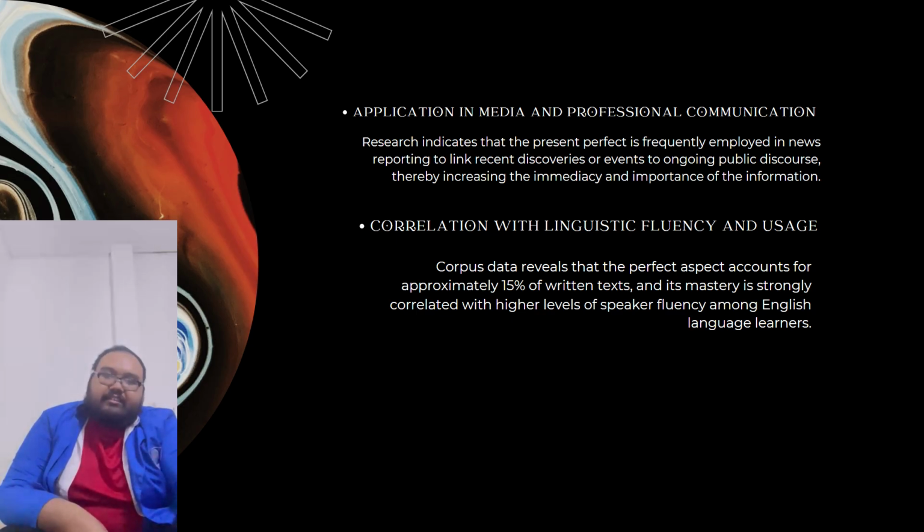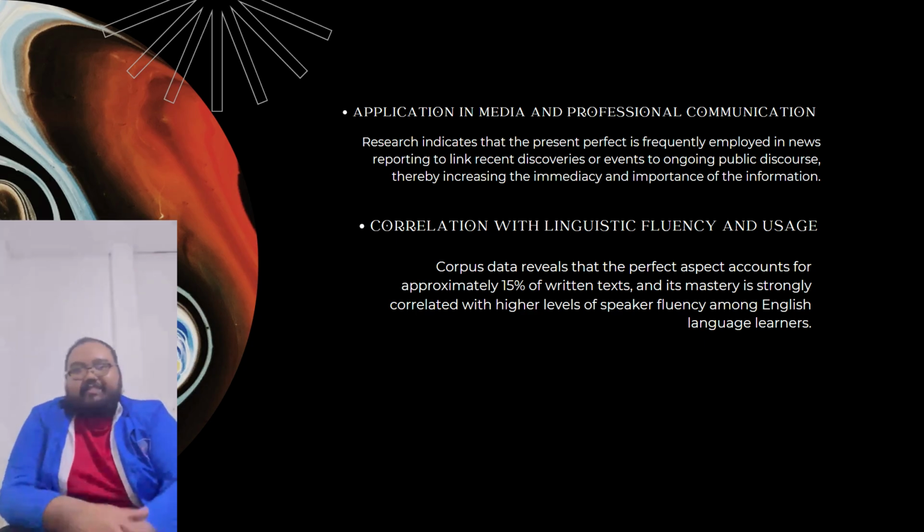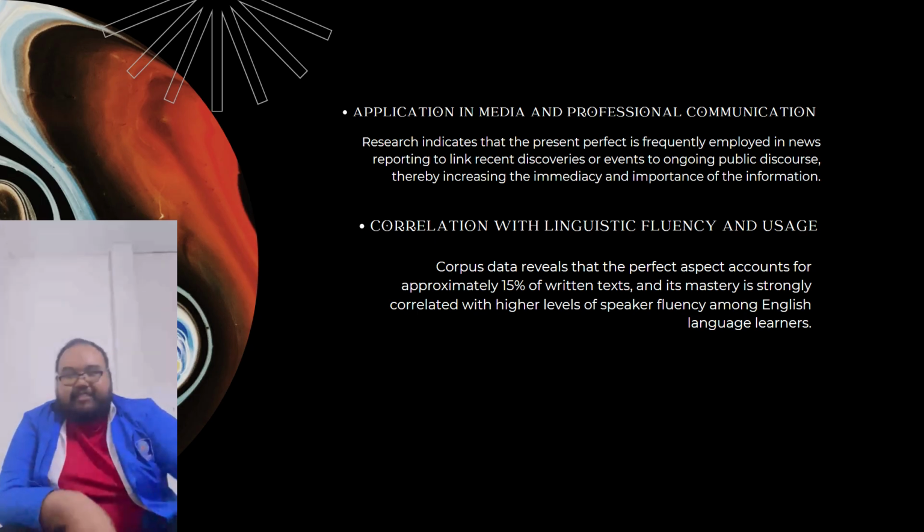Now, the fourth one is the application in media and professional communication. Research indicates that the present perfect is frequently employed in news reporting to link recent discoveries or events to ongoing public discourse, thereby increasing the immediacy and importance of the information.